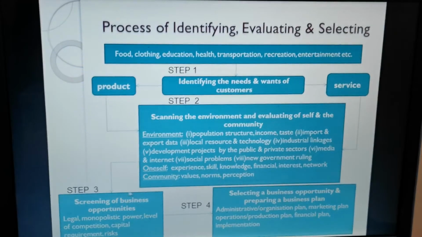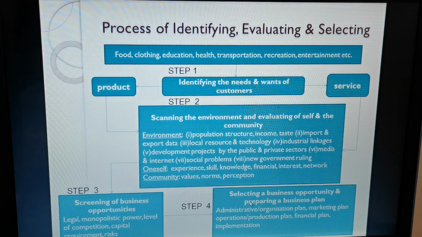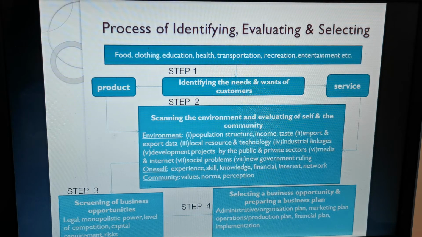Number 4, after we have screened the business opportunities, we move on to selecting a business opportunity and preparing a business plan. This includes the administrative organization plan, the marketing plan, how you want to market your product, the production plan, how many products you want to produce, the financial plan, what your capital is, what your cash flow is, and so on, as well as the implementation of your service or your product. So these are the processes, step by step, that we need to look into, and we should not be rushing into the business without thinking of the process of identifying, evaluating, and selecting of business.